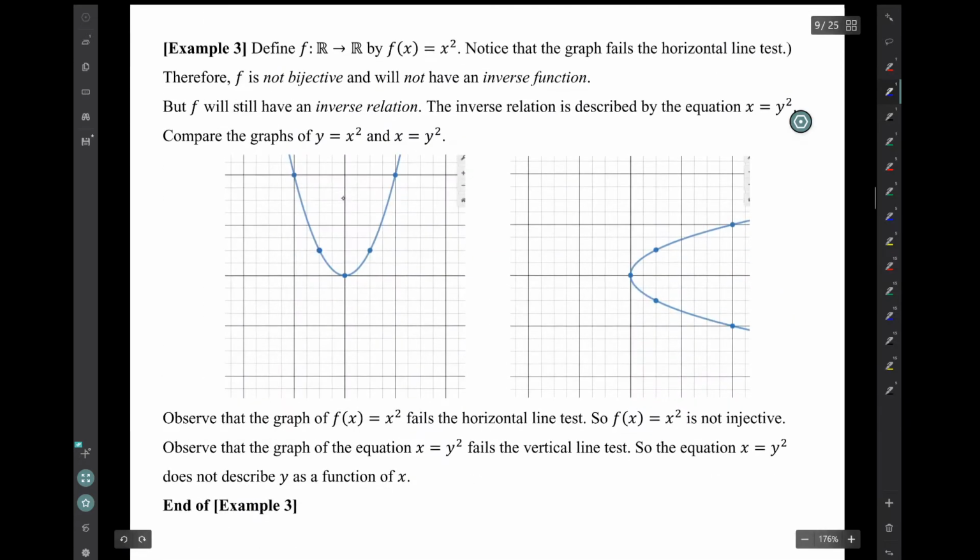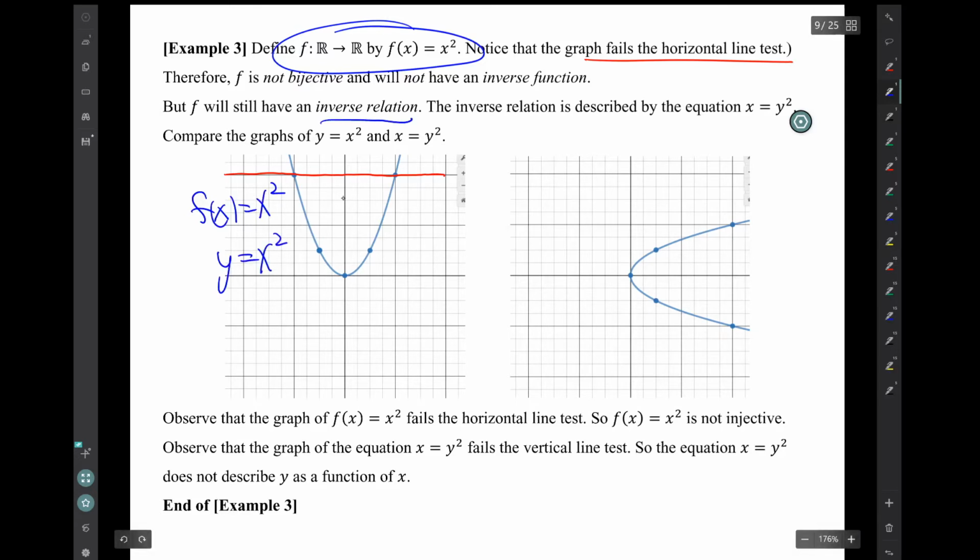Now consider this function, f of x equals x squared. Notice that the graph of f fails the horizontal line test. That horizontal line crosses the graph more than once. So f is not bijective and won't have an inverse function. So this is the graph of f of x equals x squared. So y equals x squared. But f will still have an inverse relation. And that's described by this equation.